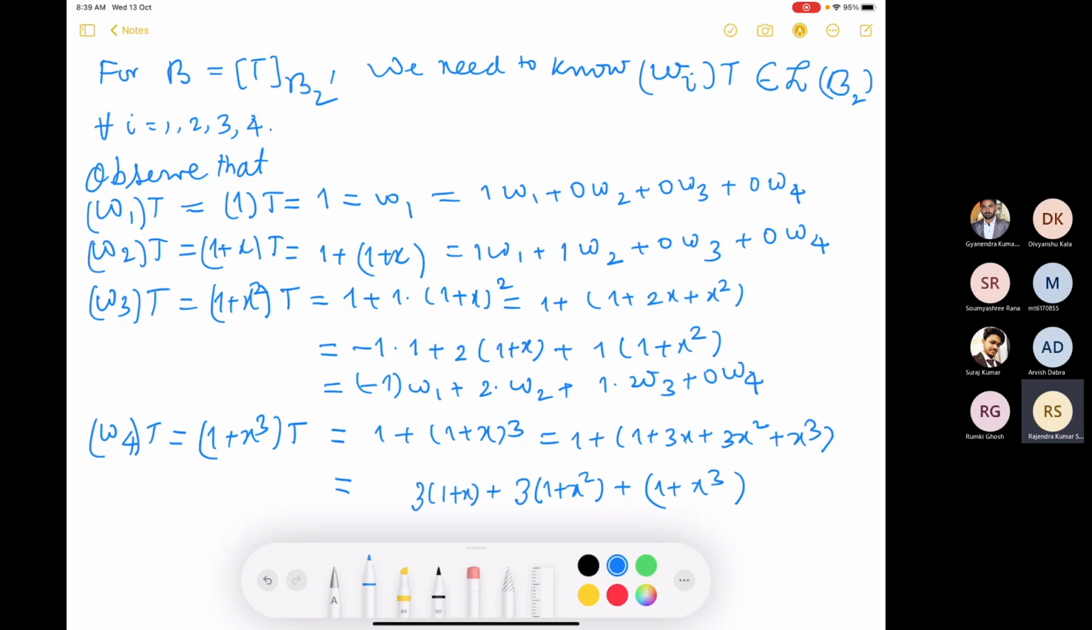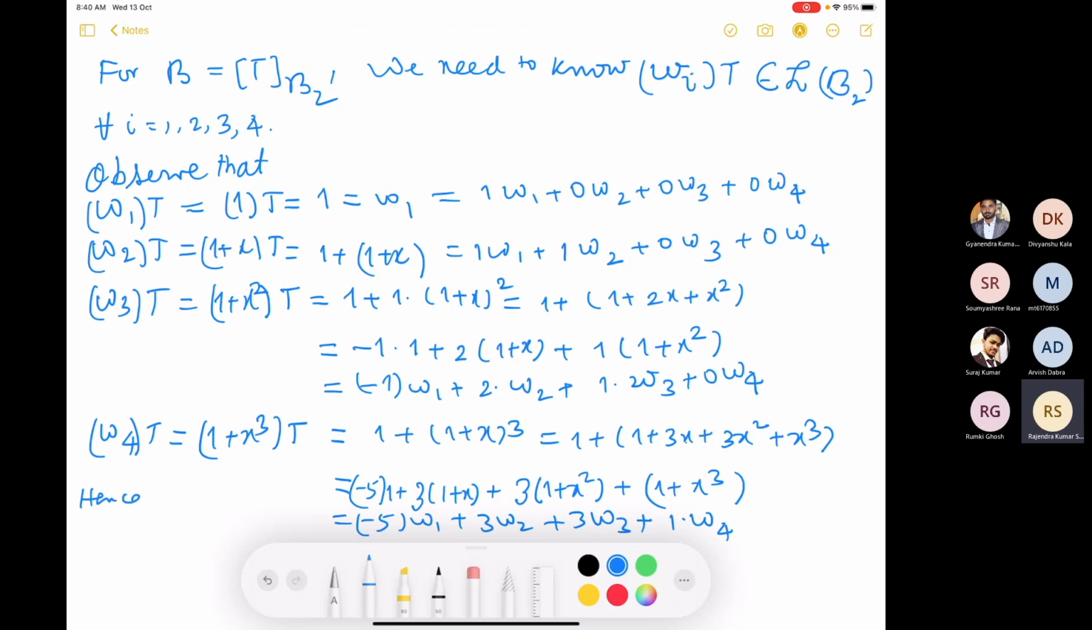Now I have to adjust the constants. You can see how many are there here. This is 2 with positive sign. And here we have 3 plus 3, 6 plus 1, that is 7. So I must take away 5. So minus 5 into 1. So you can see that this is minus 5w1 plus 3w2 plus 3w3 plus 1w4.